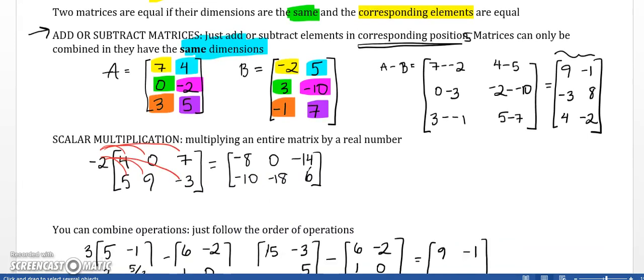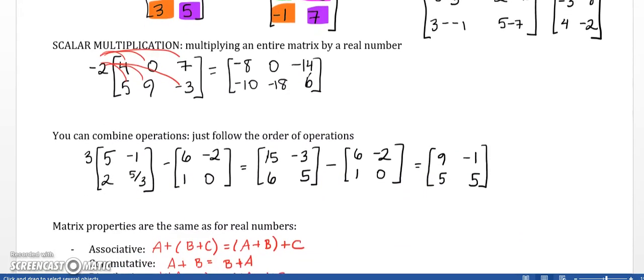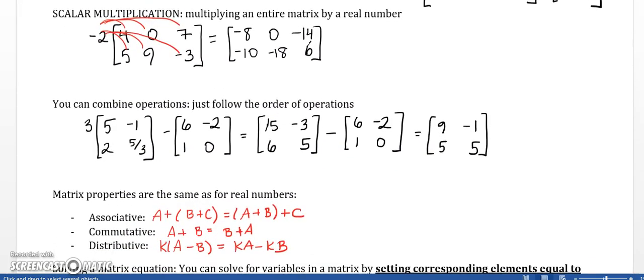Okay, scalar multiplication. We also had a warm-up on scalar multiplication. Scalar multiplication is when you multiply an entire matrix by a constant, like a real number. We're going to be doing this a lot whenever we do matrix operations. So scalar multiplication is pretty easy. All you do is you take your matrix and you distribute the 2 to every single term, and you get this matrix right here. You can also combine operations.